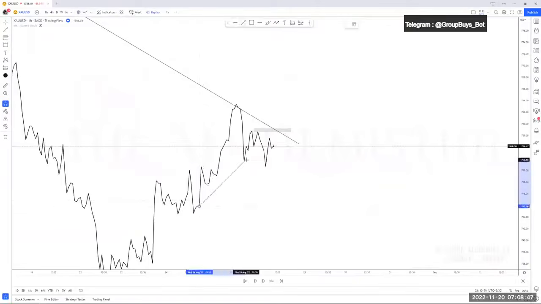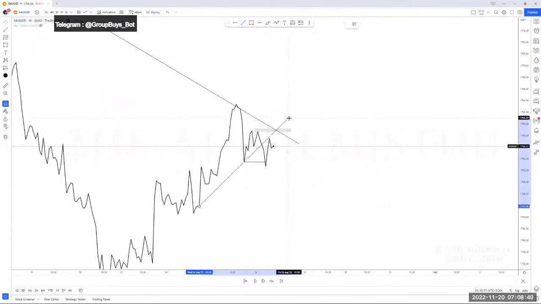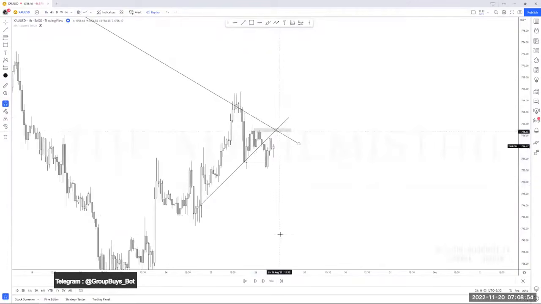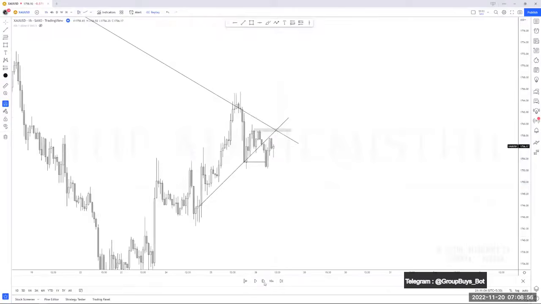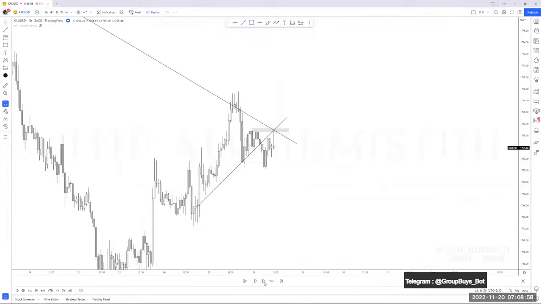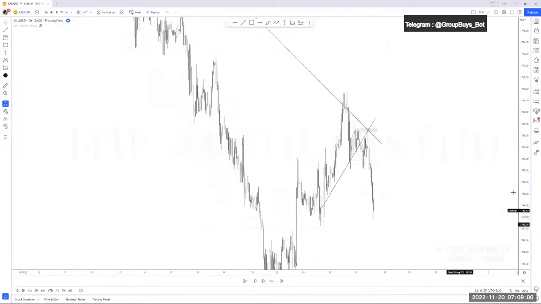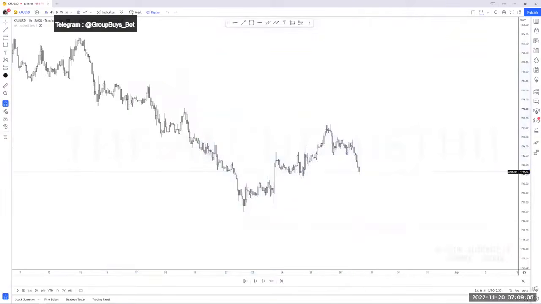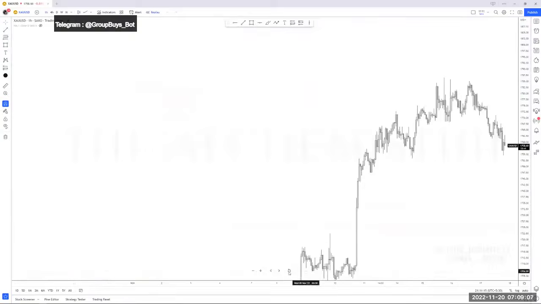First touch, second touch, there it comes. So this will be your entry point. So what happens? Look at this. Taps, melts. Can you see that? Very nice. So that is how we could have used the break and retest trend line in there. I'll show you another one.